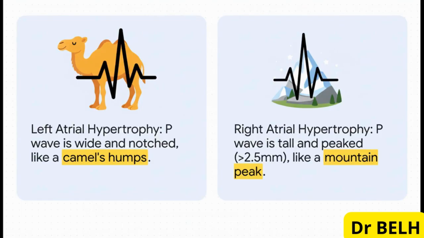Here's all you have to remember. If you have left atrial hypertrophy, the P wave gets wide and develops a little notch in it, so it looks like the 2 humps of a camel. You can remember the M shape from mitral valve disease, which is a common cause. Now, for right atrial hypertrophy, the P wave gets really tall and pointy, just like a mountain peak. So camel humps for the left, mountain peak for the right.